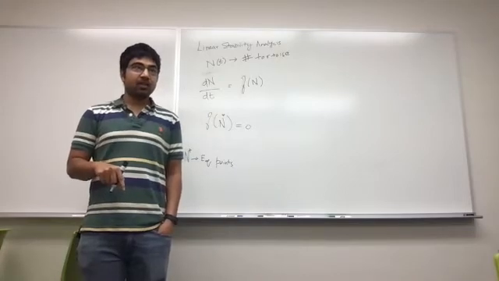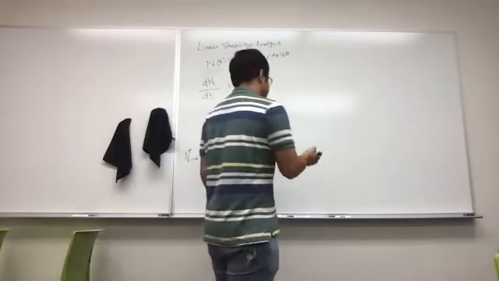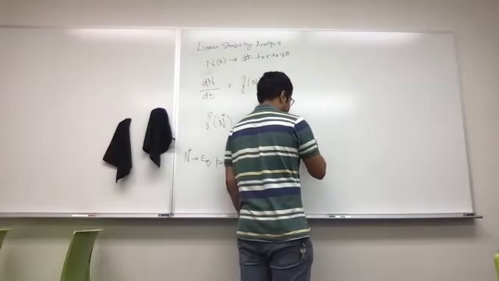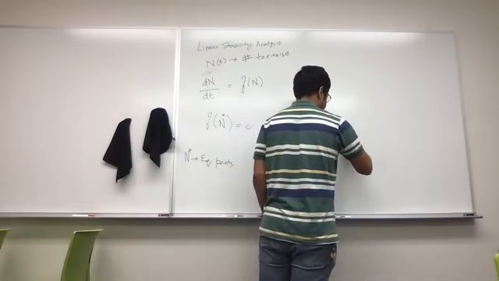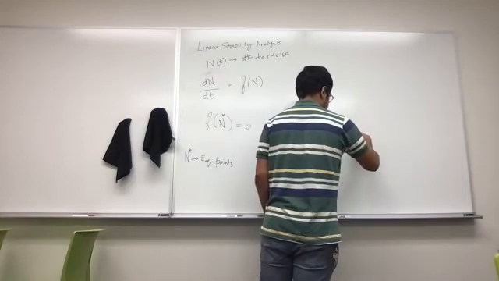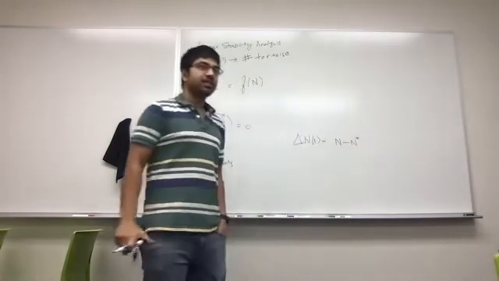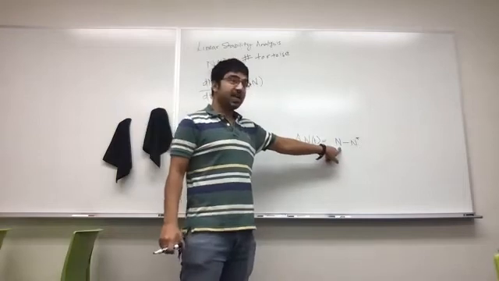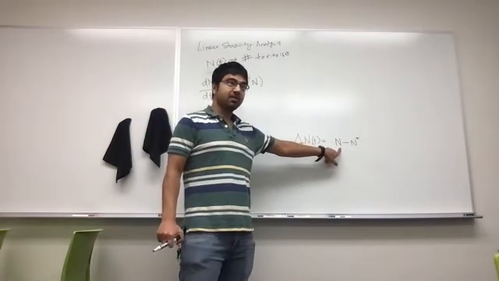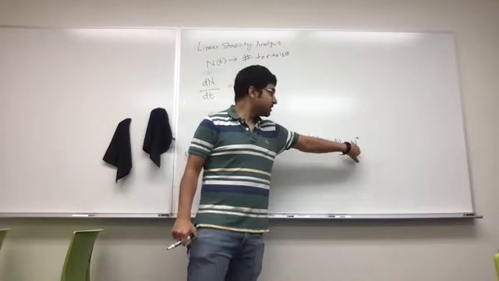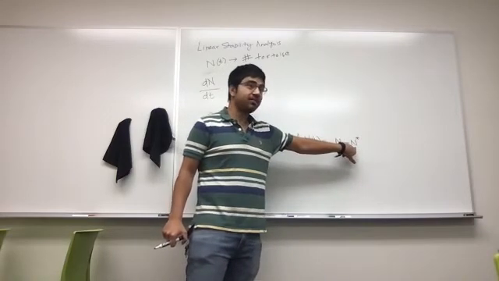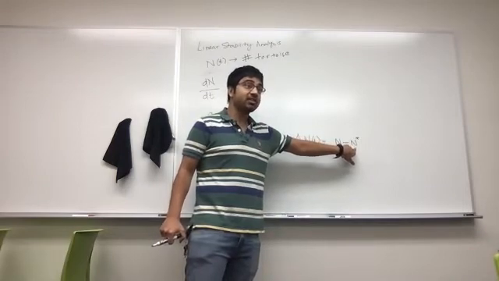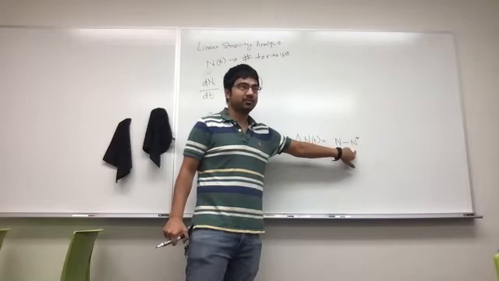Now, I define a variable called delta n of t as this, which is saying that this is the population at any given point of time, and this is the population at the equilibrium point. So I define a variable delta n of t which tracks the deviation of the population from the equilibrium point.